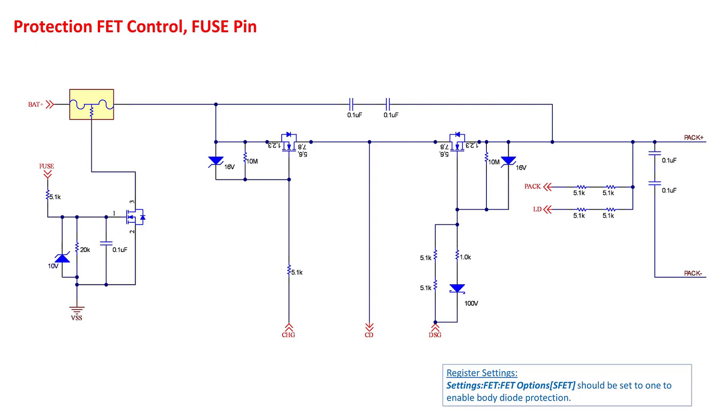When the discharge FET is disabled and there is a charge current applied greater than the body diode threshold, the device will enable the discharge FET temporarily while there is charge current to prevent the discharge FET from being damaged. The same is true for the charge FET. When the charge FET is disabled, but a discharge current is detected above the body diode threshold, the charge FET will be enabled temporarily to prevent damage.